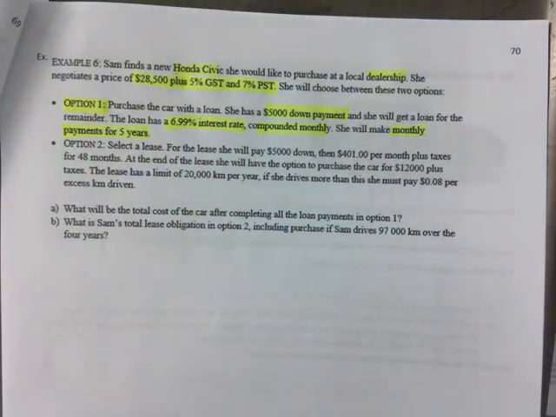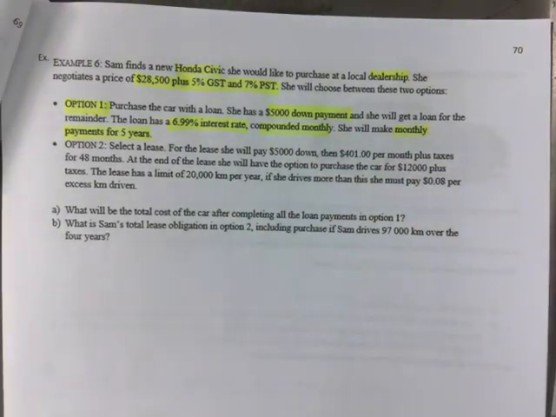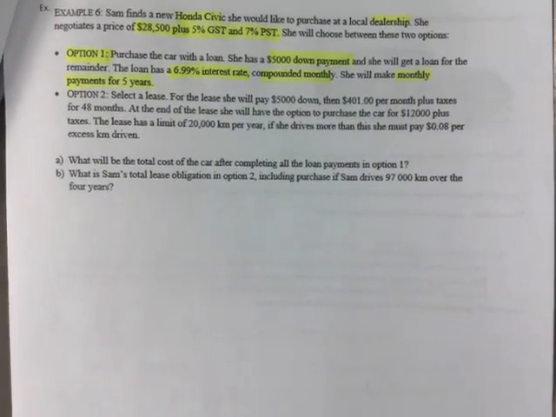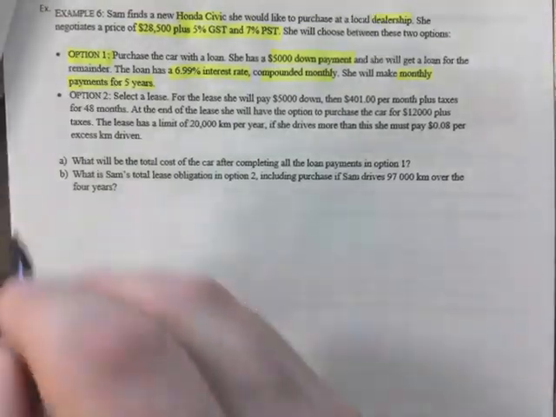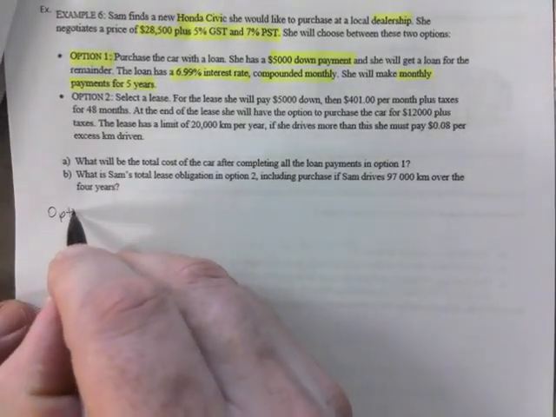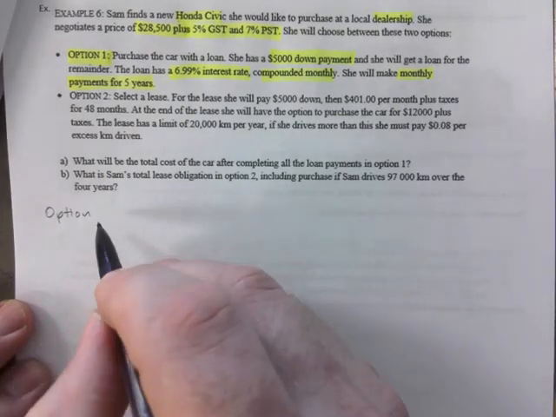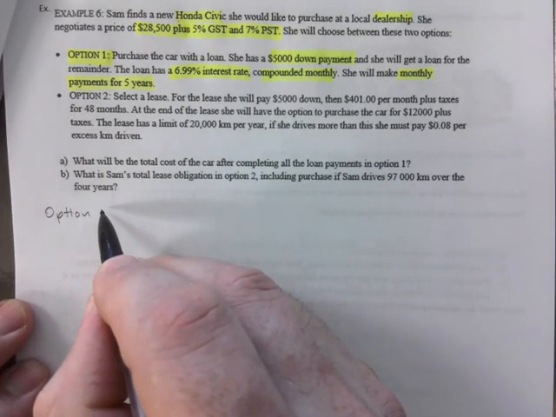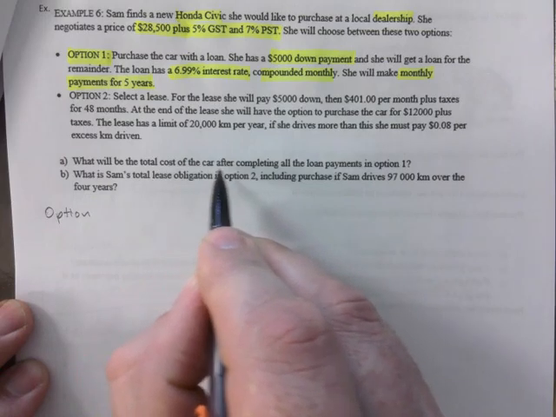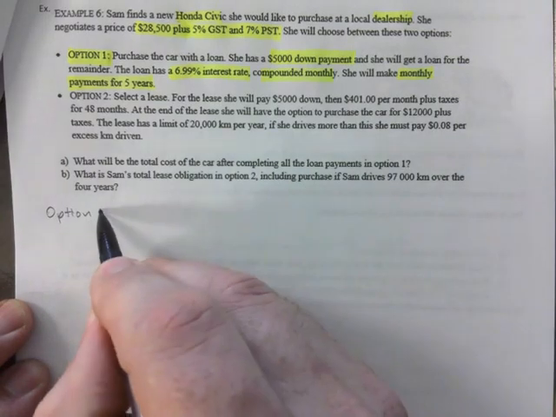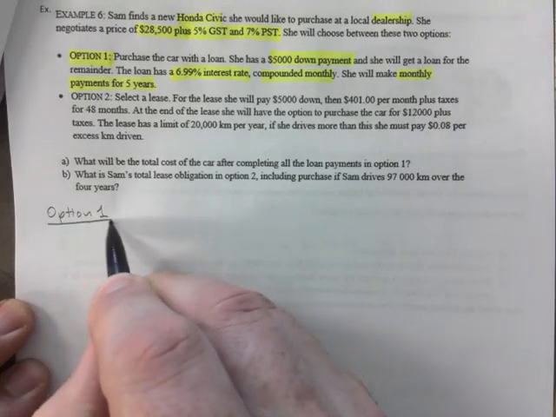Let's do that first. I will pause here and ask you to do this. Figure out the monthly payments for option 1. So we're going to do option 1 right here. What will be the total cost of the car for option 1, but we'll just figure out the payments first.